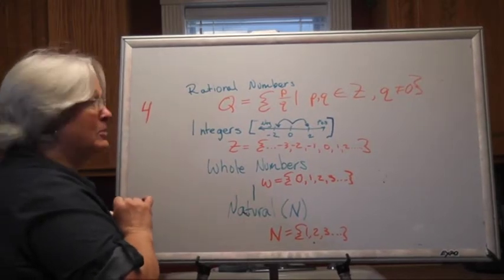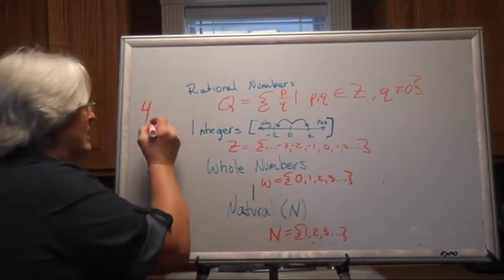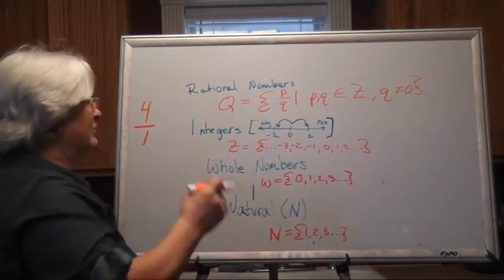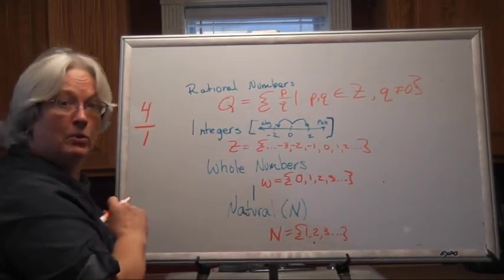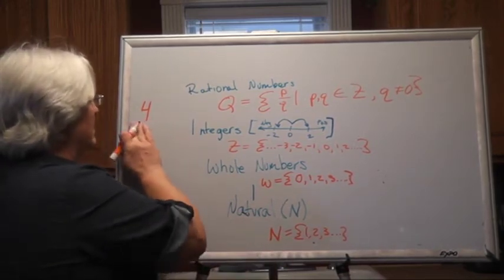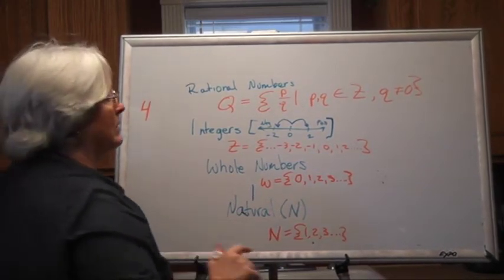Is that a rational number? Yes. The number 4 is rational because it's possible to write that in the form of a fraction. 4 divided by 1 is equal to 4. Now, do we usually write it like that? No, of course not. But it's still a rational number.